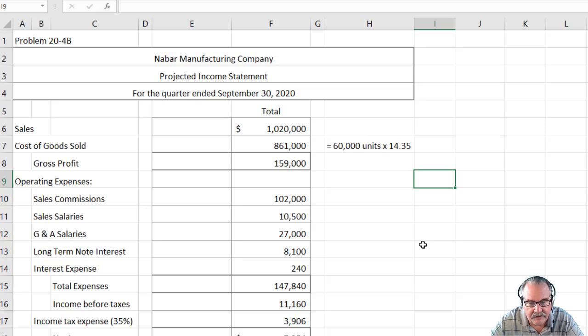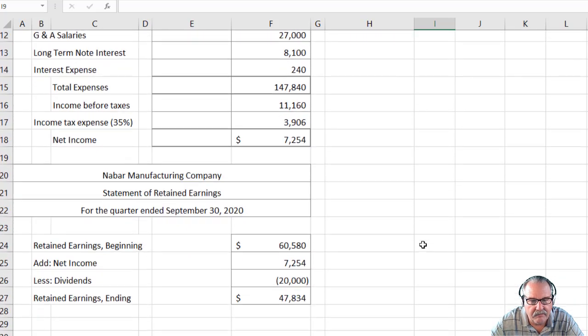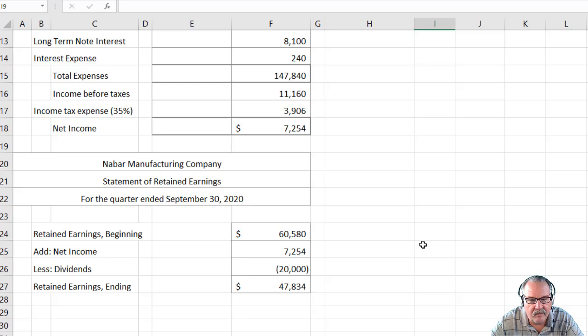From there, we can prepare a statement of retained earnings. We get our beginning retained earnings from the book, $60,580. We're going to add net income, $72.54, subtract the dividends, $20,000, again from the cash plan, and we get an ending balance in retained earnings of $47,834.